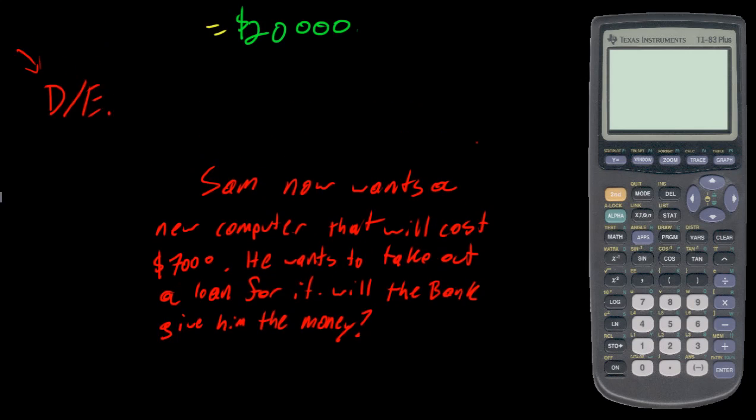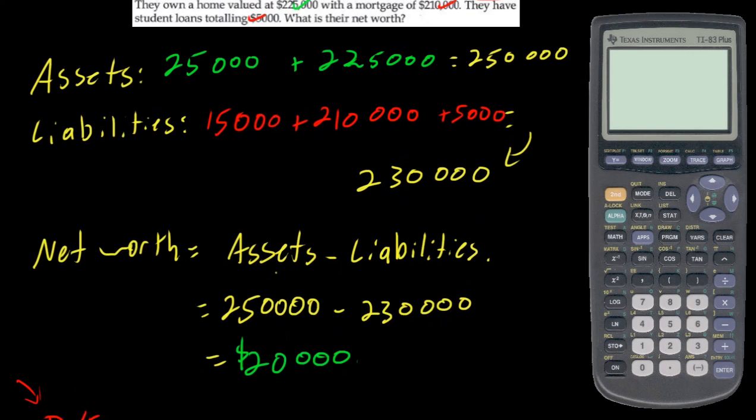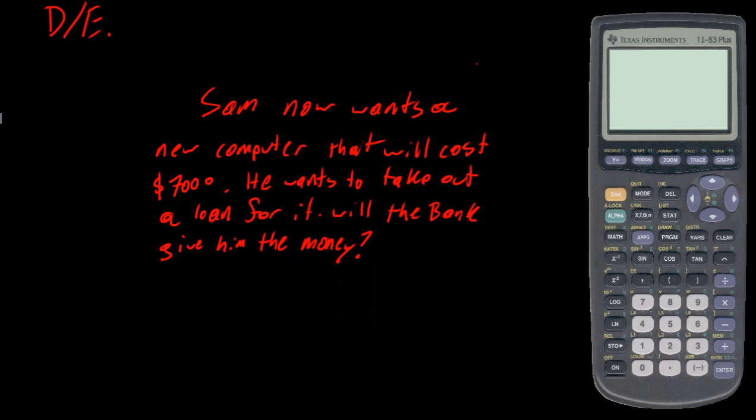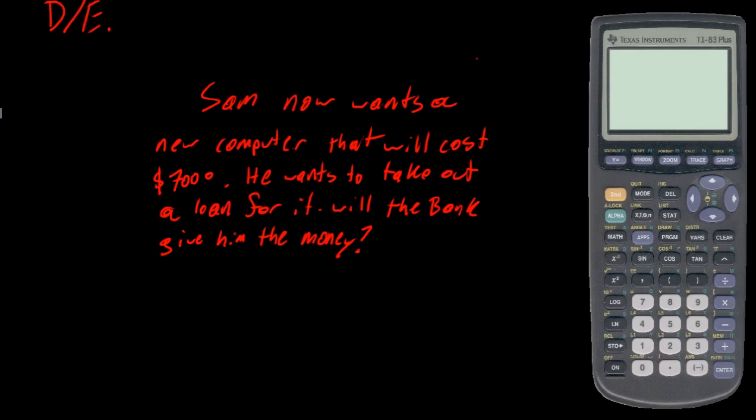So this is separate from net worth. This is separate from GDSR because we're not asking for a mortgage. But this is now, can we actually take on more debt? And one of the values that the banks look at is what your debt to equity ratio is. So let's go ahead and do this.